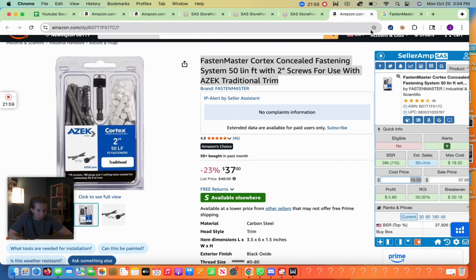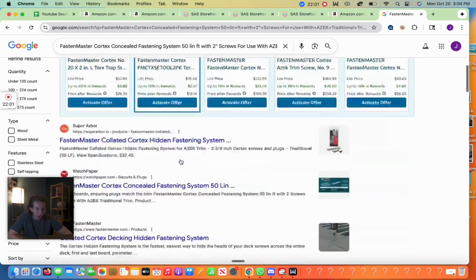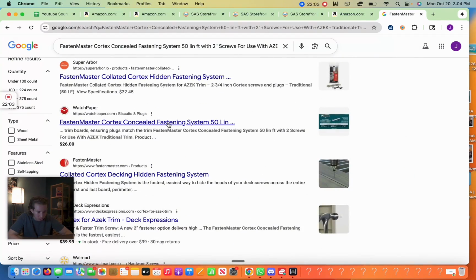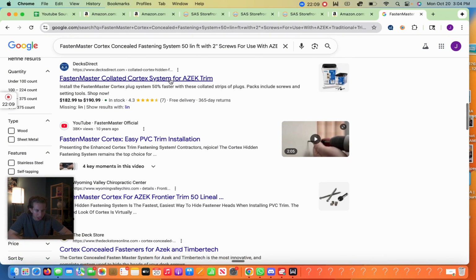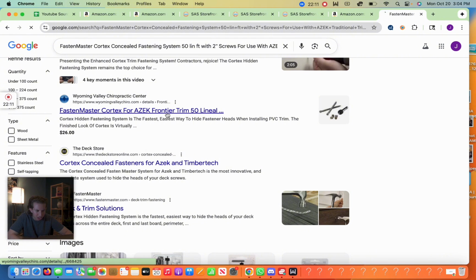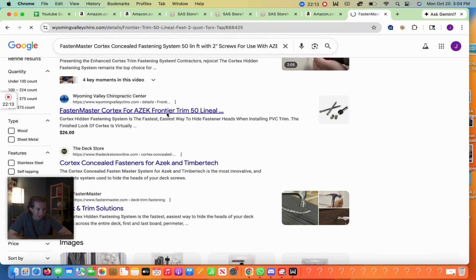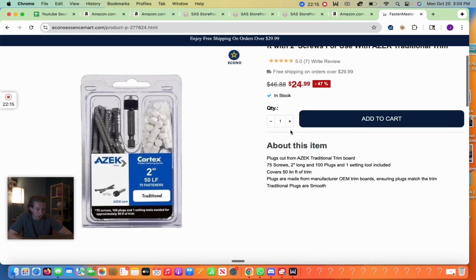Ace Hardware looks like they have it. It looks like they did a little bit of a rebranding. It used to be red, now it's blue, or maybe it's the other way around. We have Watch Paper. Looks like they could potentially have it. Dex Direct could potentially have it. Wyoming Valley Chiropractor Center. They have it.